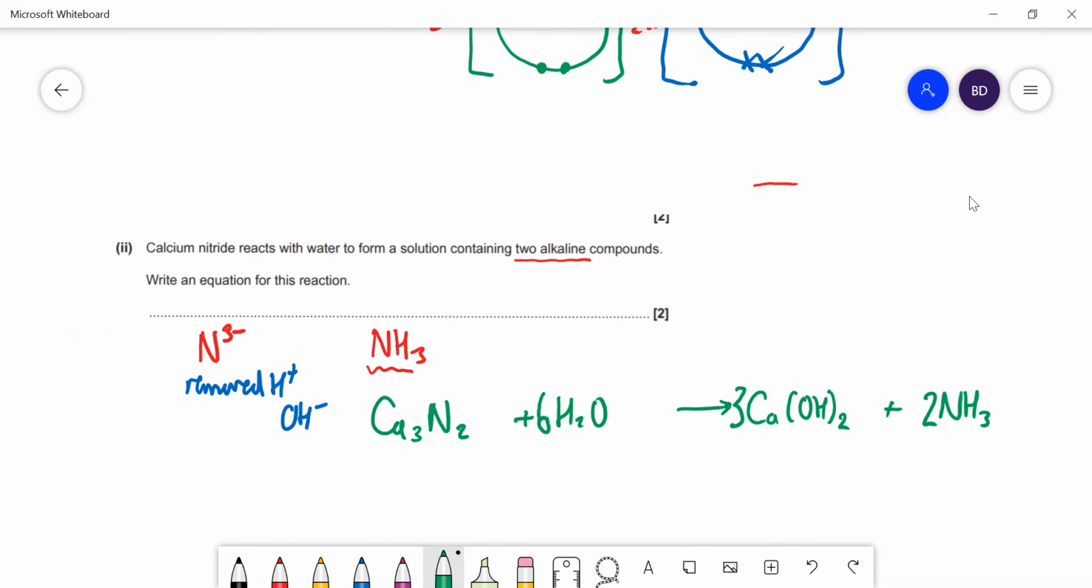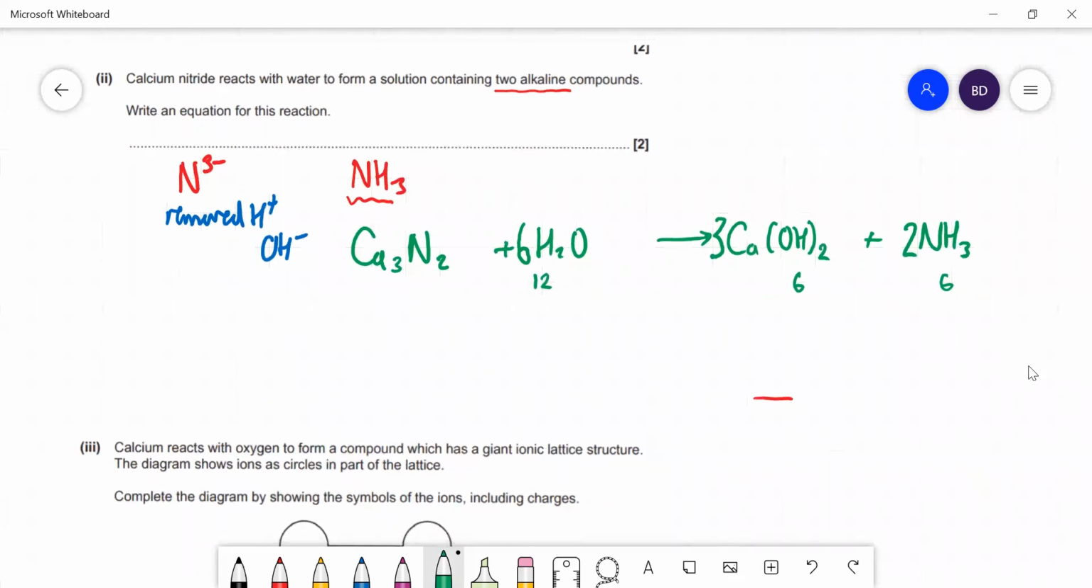Just check we've got the right number of hydrogens. Well, we've got 12 on the left-hand side here. Well, we've got 6 in the calcium hydroxide, and we've got 6 in the ammonia. So we've got 12 on the right as well. Okay. All right.